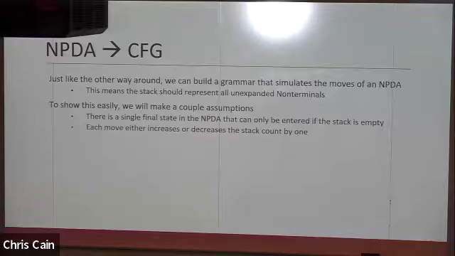And then the other is to only increase or decrease the stack count by 1. If you're increasing the stack count by more than 1, then you can create an equivalent NPDA that just has more transitions in it and more intermediate states. So again, there is a translation process that gets any NPDA into this form. Since we only allow for a single pop, the most the stack size is decreasing is by 1.